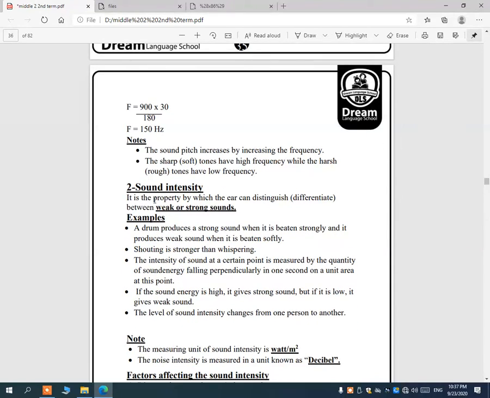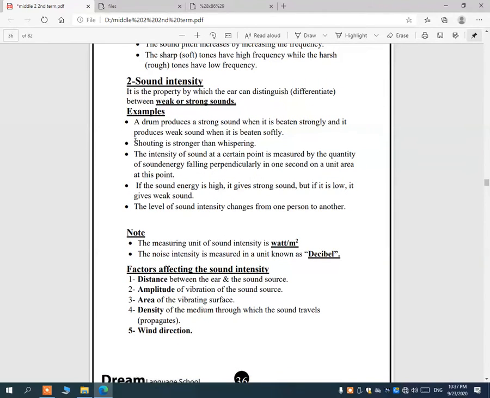Number 2, we have sound intensity. Property number 2, sound intensity. Sound intensity is a property by which we can differentiate between weak and strong sounds, like shouting is not like whispering. Shouting is a stronger sound, but whispering is a weak sound.